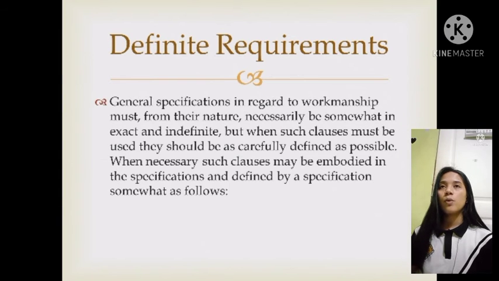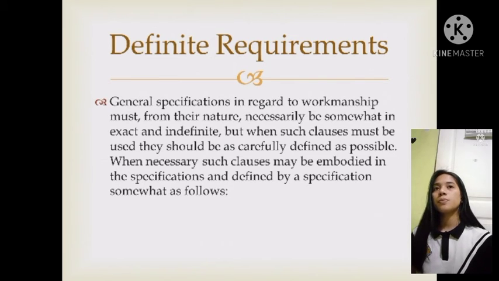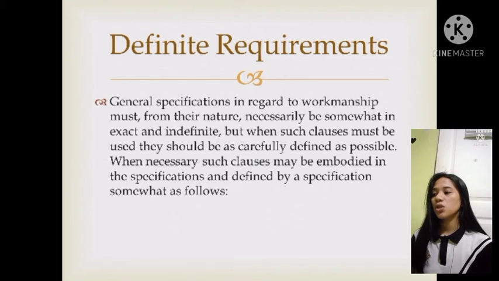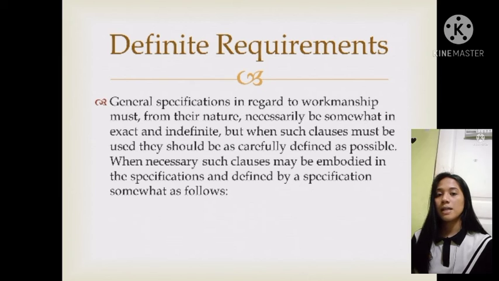Next one is the definite requirements. There is often a temptation to cover ignorance by indefinite criteria when preparing specifications for materials, processes, machinery, or terms with which the engineer is more or less unfamiliar, and this must be avoided. General specifications in regard to workmanship must, from their nature, necessarily be somewhat inexact and indefinite. But when such clauses must be used, they should be as carefully defined as possible. When necessary, such clauses may be embodied in the specification and defined somewhat as follows.